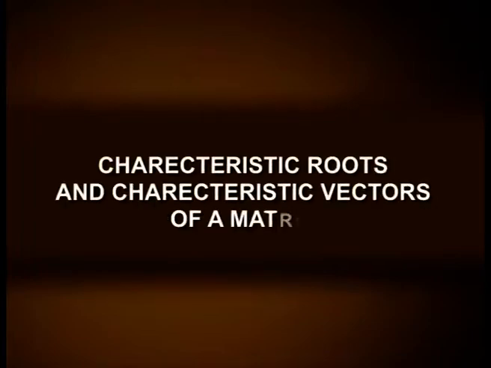Welcome students, in this session we will discuss characteristic roots and characteristic vectors of a matrix. The eigenvectors of a square matrix are the non-zero vectors that after being multiplied by the matrix remain parallel to the original vector. For each eigenvector, the corresponding eigenvalue is the factor by which the eigenvector is scaled when multiplied by the matrix. The eigenvectors are also called characteristic vectors. Similarly, the eigenvalues are also known as characteristic values.